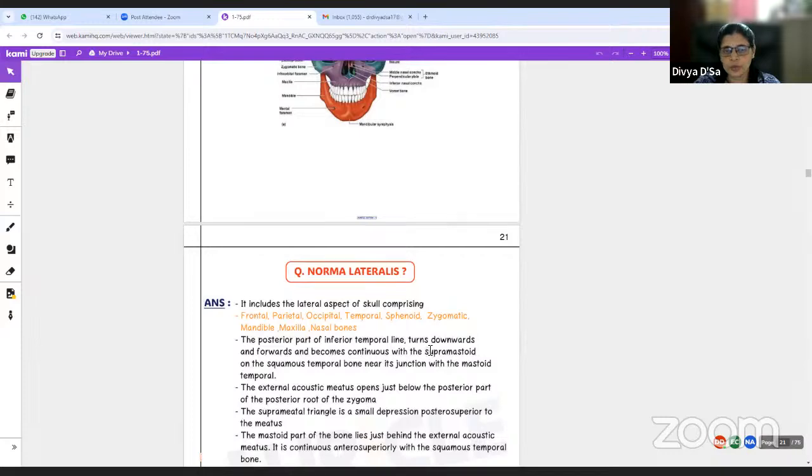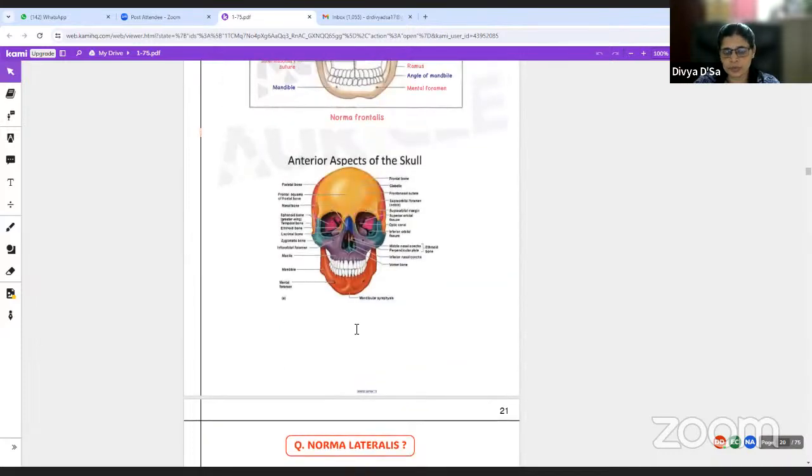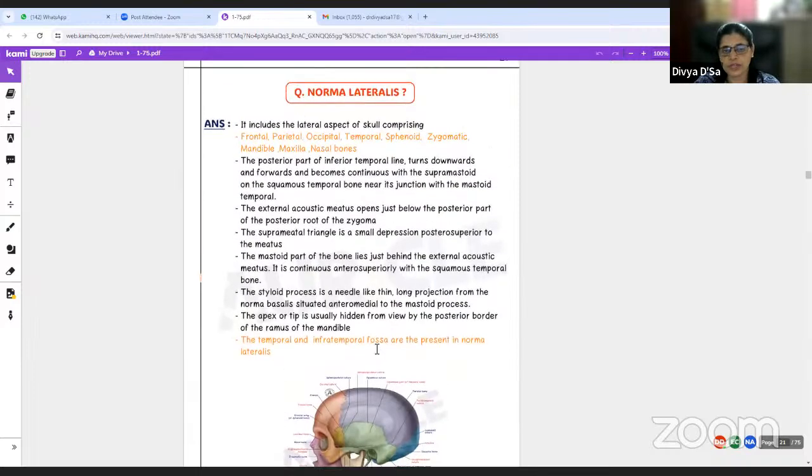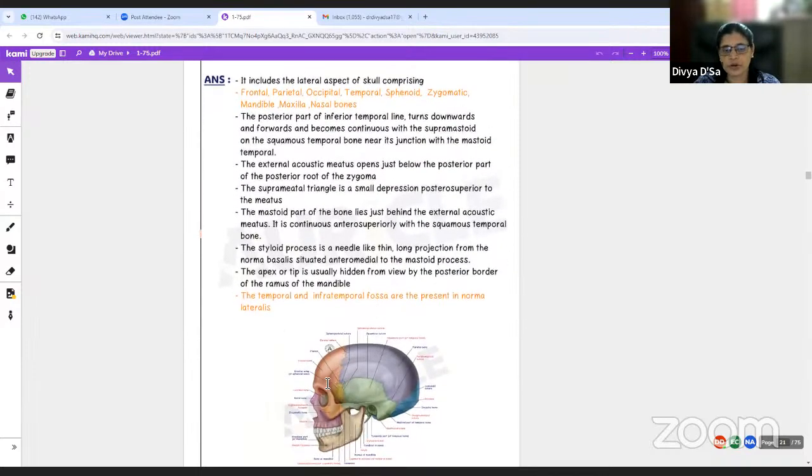So here, what are the bones? When we see from the front to back, you have to go in an order, from the front to the back, what bones we are seeing. Okay, so there is the frontal bone, right? So this is the frontal bone. Here is the zygomatic bone. This brown thing here, okay, that is the greater wing of the sphenoid.